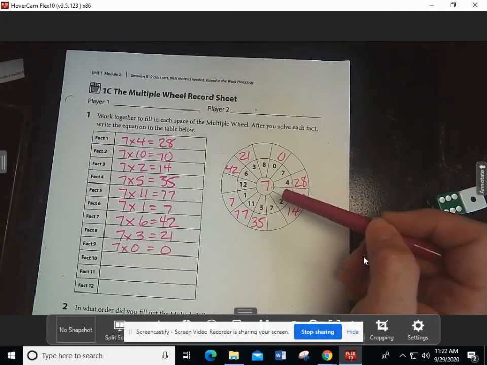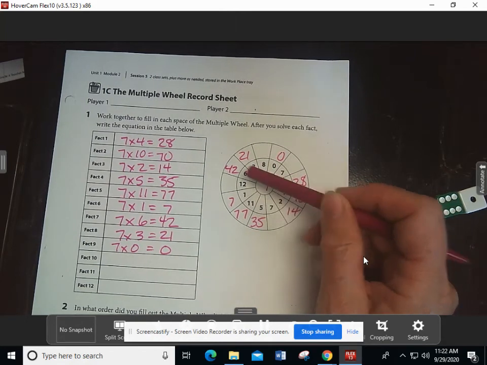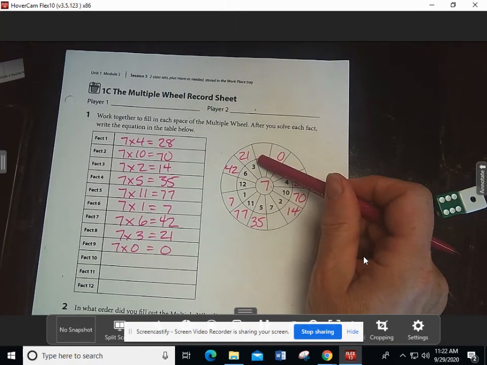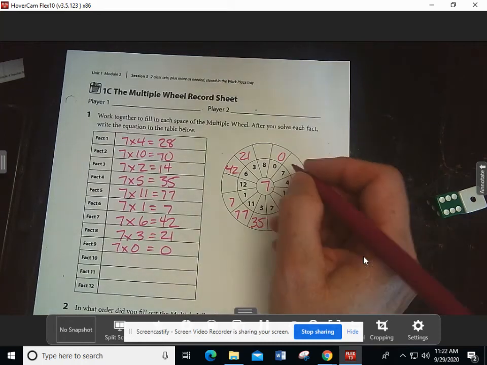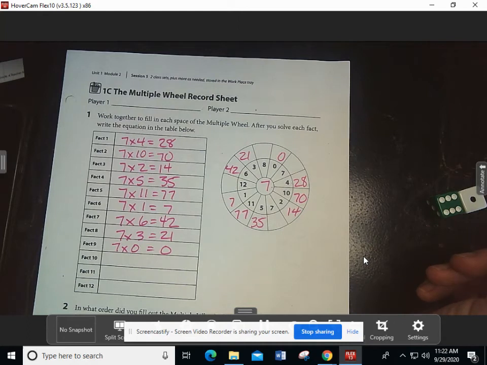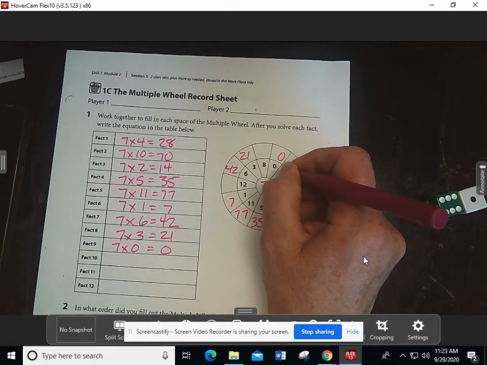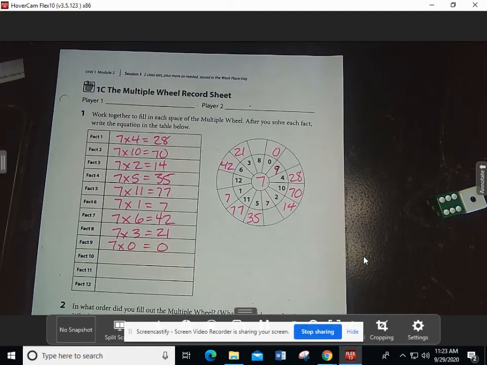Let's see. 1, 2, 3, 4, 5, 6, 7, 8. One of these needs to be a 9. So there's a mistake on my copy. I think that it has been fixed on the website. It's just that this is a very old copy. So I'm going to make this one a 9. When you receive your papers, you will have to change the 7 next to the 0 into a 9.